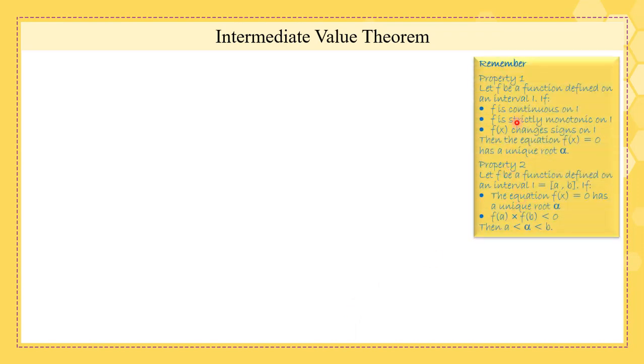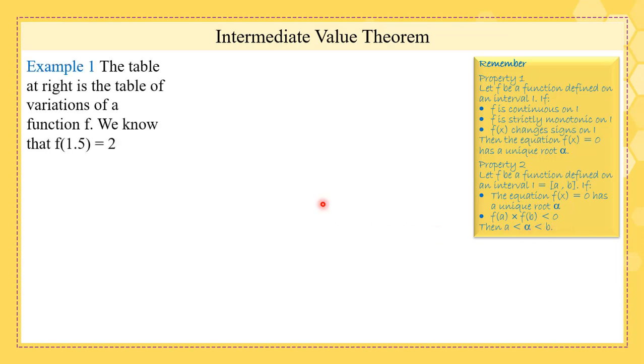So till now we've seen properties 1 and 2. Remember property 1, if f is continuous on an interval, if it's strictly monotonic on that interval, and if f of x changes signs, then we can say that the equation f of x equals 0 has a unique root alpha. And the second property, if the equation f of x equals 0 has a unique root alpha, and f of a times f of b is less than 0, so we can state that alpha falls between a and b. Let's see an example.